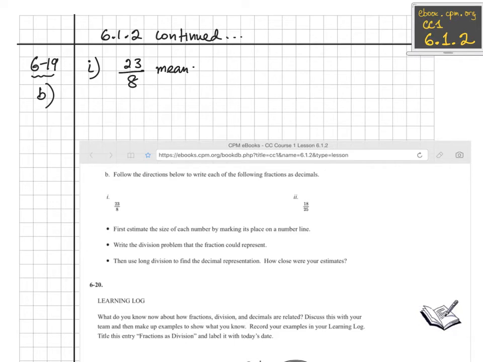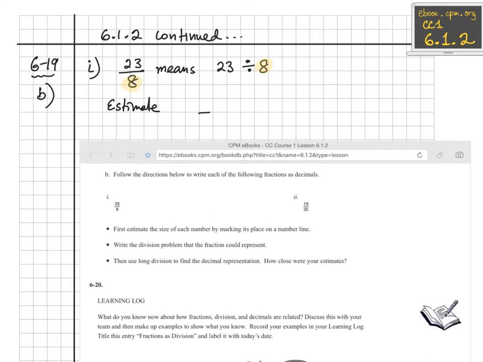means 23 divided by 8, and that's how I said it. So if I'm counting by 8s, I know how to count by looking at the denominator, or the divisor. If I'm going to be placing it on a number line as my first bullet, I need to be counting by 8s. So I'm doing my estimate.